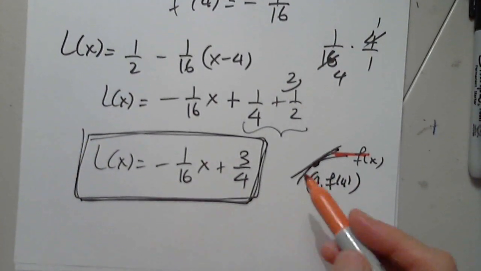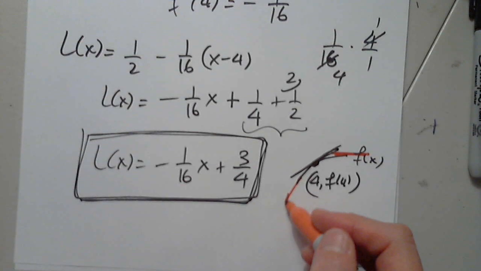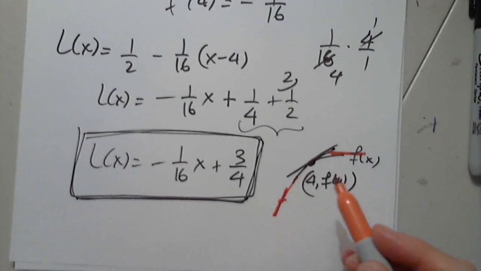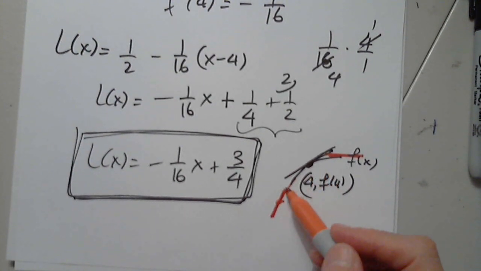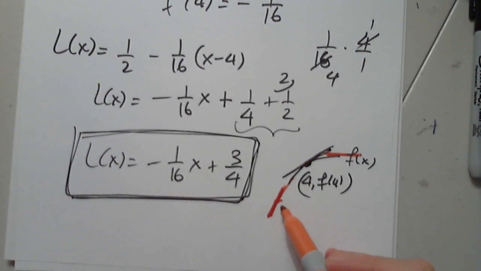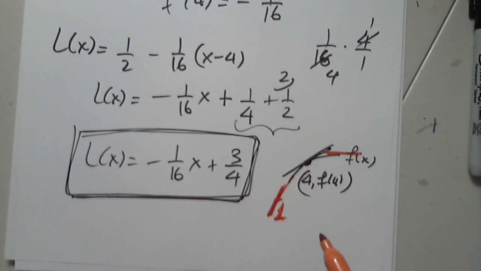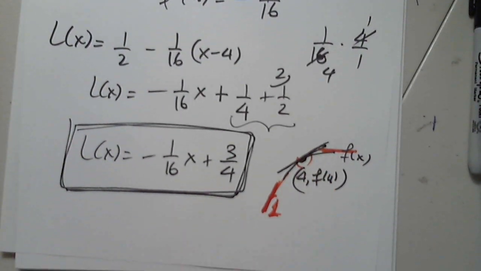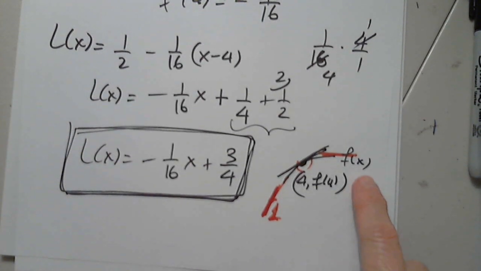If you say use this when x is 1, I'll say I can't. It's too far away. I have to determine another line at 1. But very close here, I can use the linearization to approximate this function.